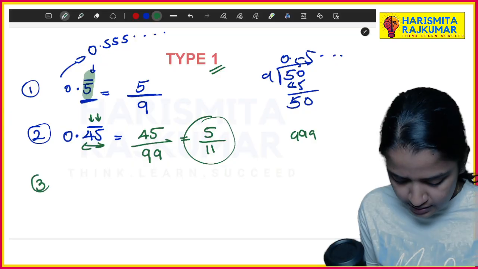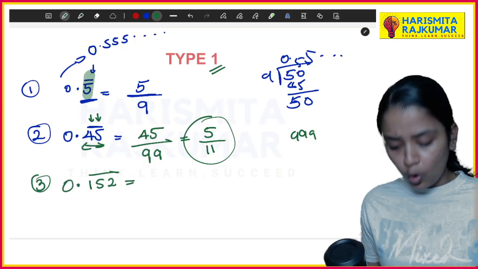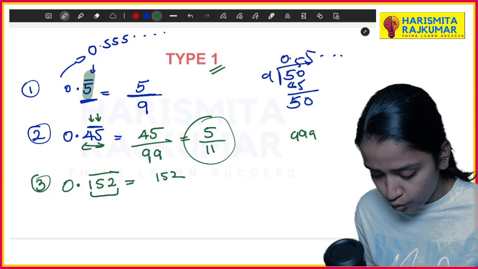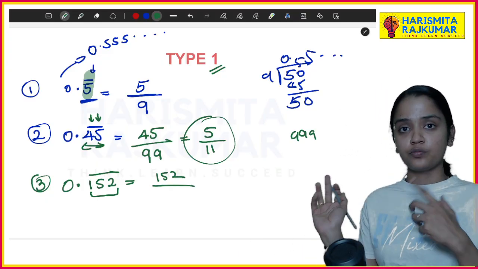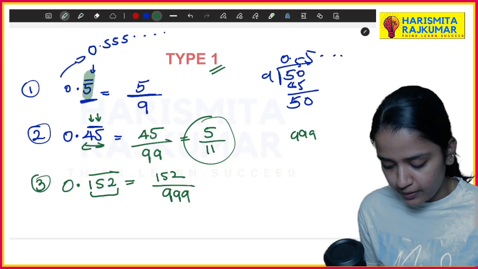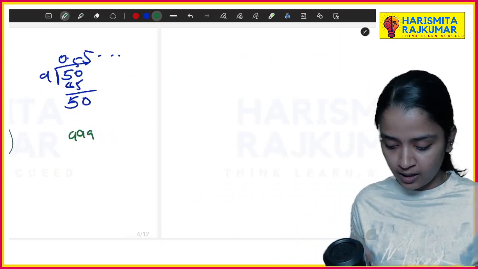Now, likewise, the third one, 0.152 bar. So what I am supposed to do is write the numerator 152. How many numbers are repeating after the decimal point? In type 1, everything should be repeating after the decimal point. So you have three numbers, so you write 999, right? I hope you understood type 1 completely.